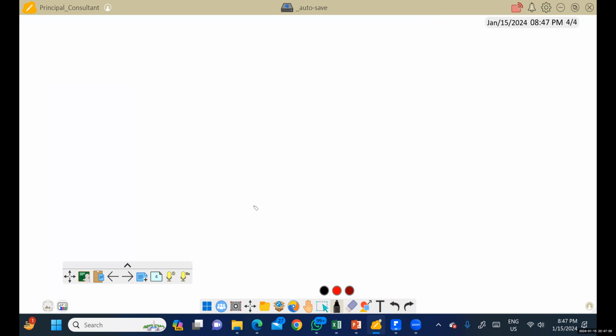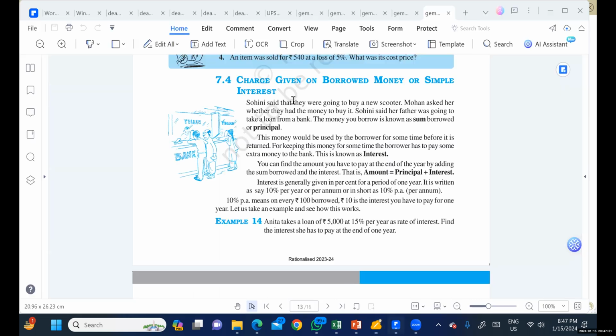This is a very simple thing. At the end of every year, what am I paying to the bank? I'm paying something called amount. And what is this amount? Amount is the principal plus interest, by adding the sum borrowed and the interest. That is, amount is equal to principal plus interest.